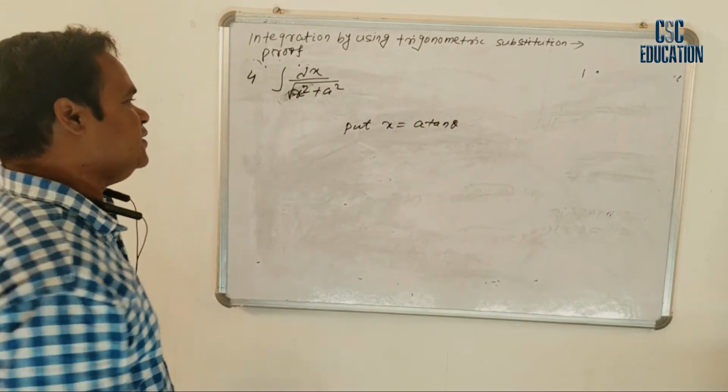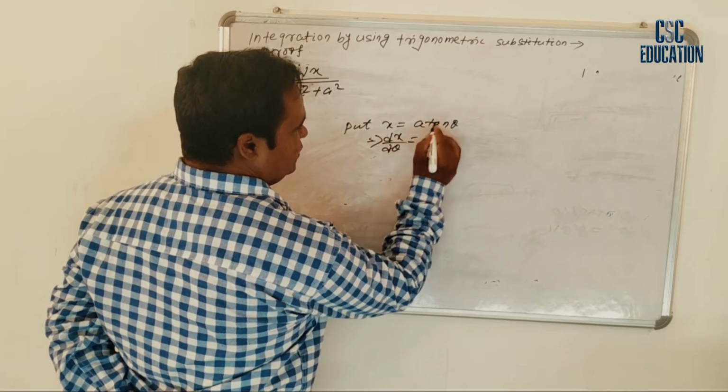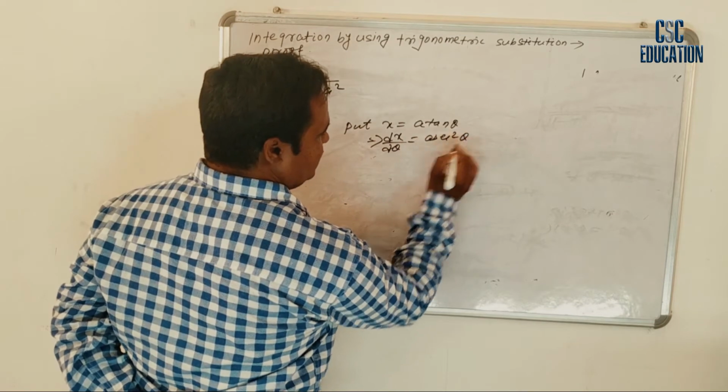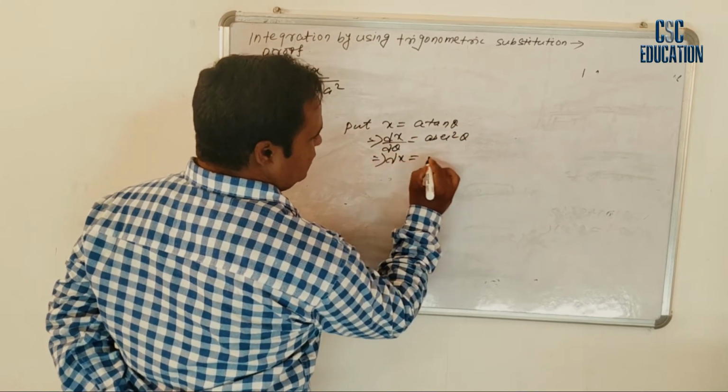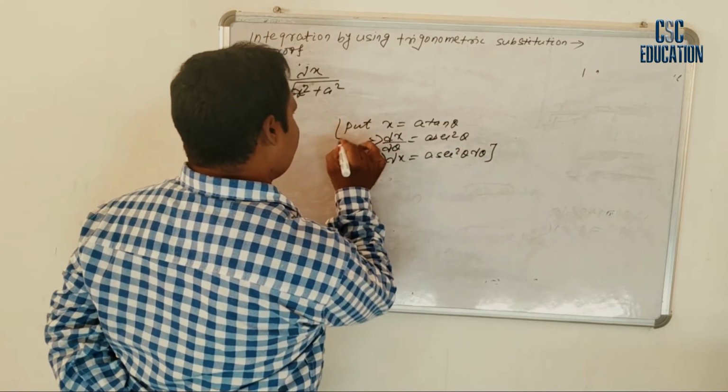x equals a tan theta. Now dx by d theta equals a sec square theta. Now dx equals a sec square theta d theta.